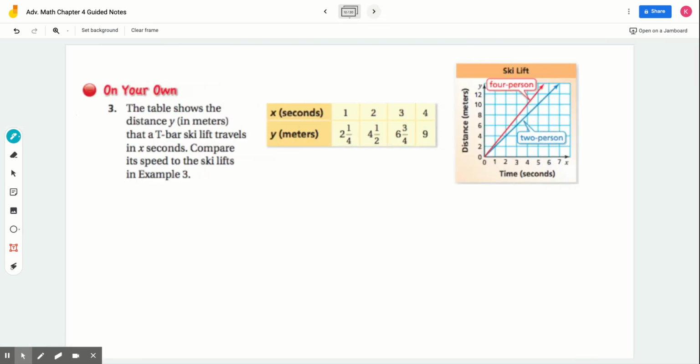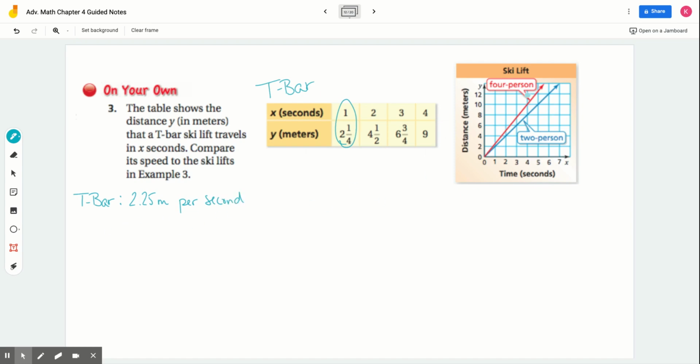The table shows the distance y in meters that a T-bar ski lift travels in x seconds. Compare its speed to the ski lifts in example 3. So it says the table shows the T-bar. And here we have a 4-person lift and a 2-person lift. The first thing that we need to identify is that for each second, the T-bar goes 2¼ meters. So we're going to compare these. The T-bar is 2¼ or 2.25 meters per second.